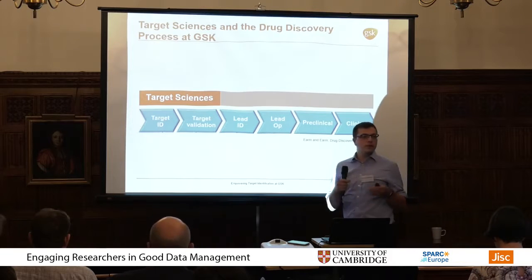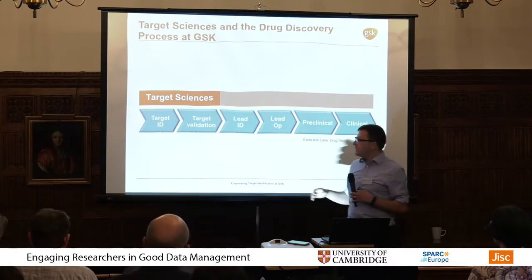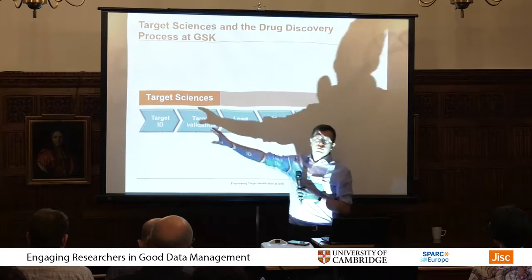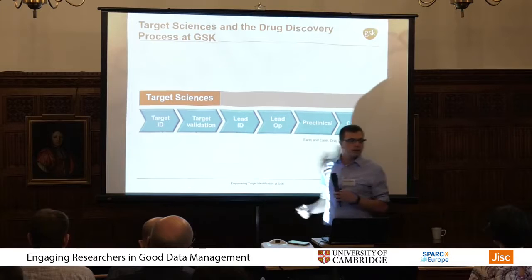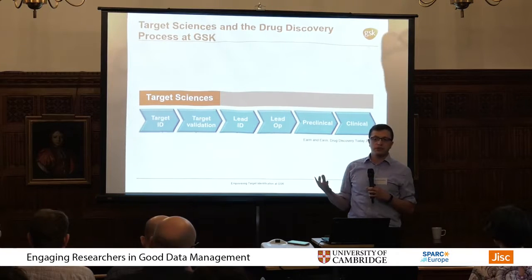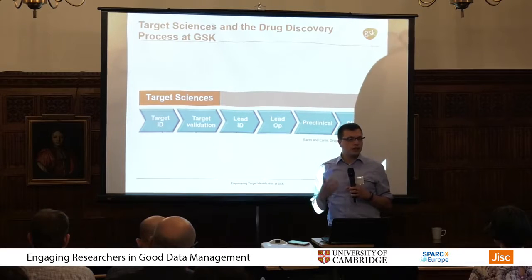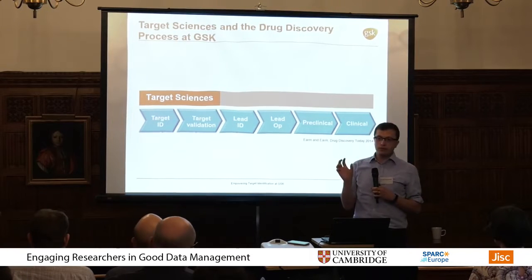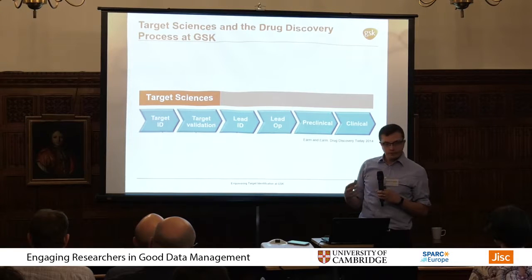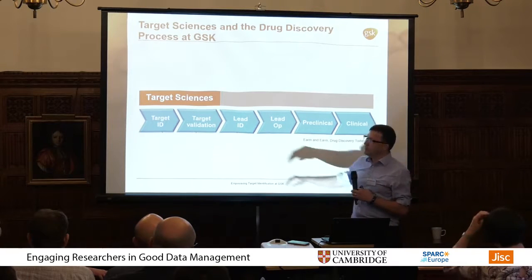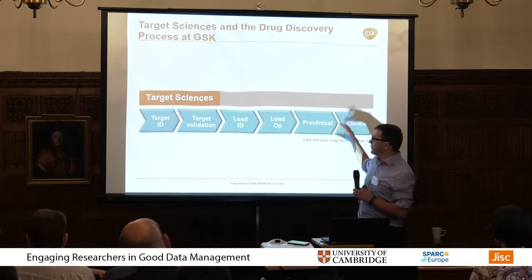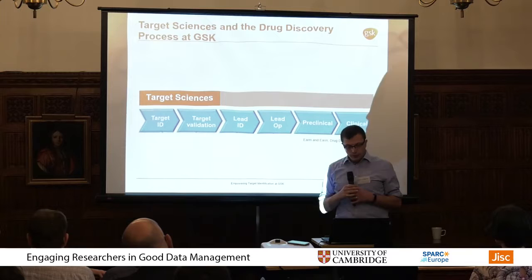To give you a bit of background, this is a diagram of the drug development pipeline. The first step is that you identify the target. If you want to develop a drug for a specific disease, like cancer or asthma, you first need to identify which gene you want to target, which protein. And then you go forward to identify a compound, preclinical and clinical stage.